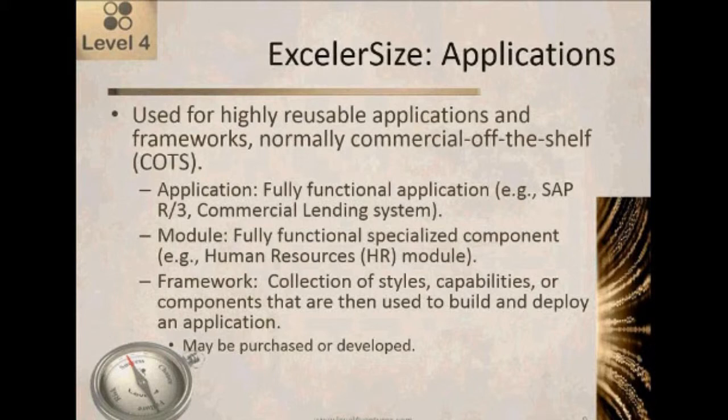And the third level down is a framework. So a framework is a collection of styles or a collection of capabilities or a collection of components that are then used to build and deploy an application. So in itself, a framework does not provide business functionality, but it provides a lot of building blocks and tools that simplify the ultimate provision of that business functionality. And the application and the modules, normally those are going to be things that you're purchasing. Unless you're an application vendor that's building commercial off-the-shelf software, those would be normally things that are purchased. Framework, on the other hand, may be something that's purchased or maybe something that's developed.